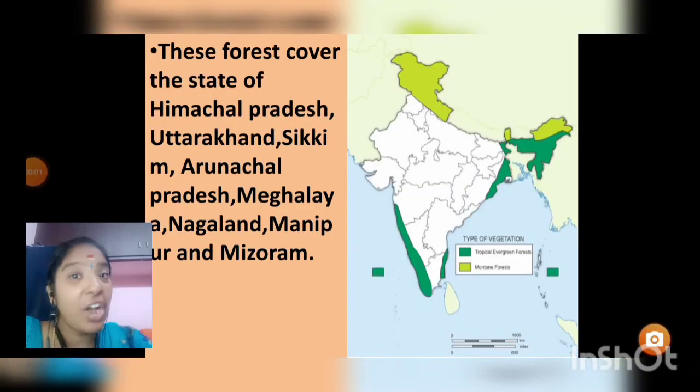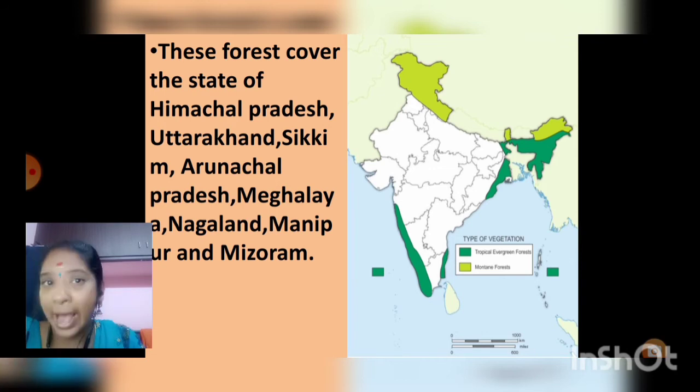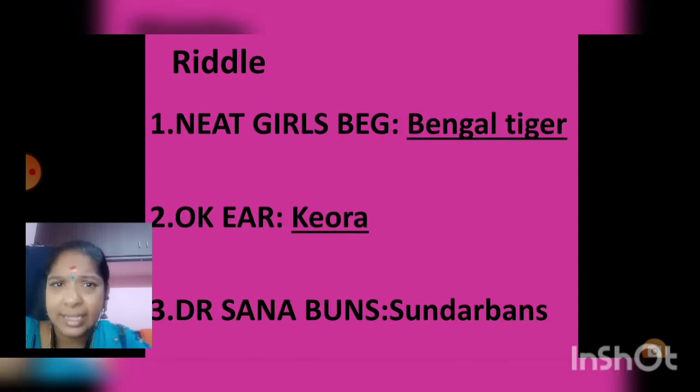These forests cover the states of Himachal Pradesh, Uttarakhand, Sikkim, Arunachal Pradesh, Meghalaya, Nagaland, Manipur and Mizoram. The mountain forest is shown in a light green color. This light green color represents the states where the mountain forest is found. So Himachal Pradesh, Uttarakhand, Sikkim, Arunachal Pradesh, Meghalaya, Nagaland, Manipur and Mizoram are the places where you can find the mountain forest.